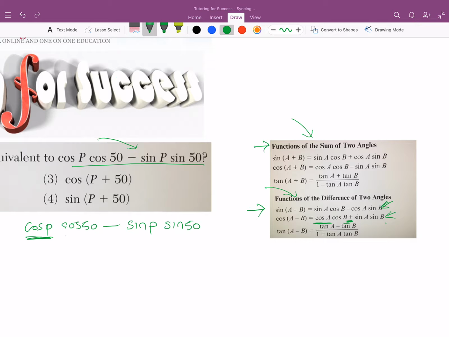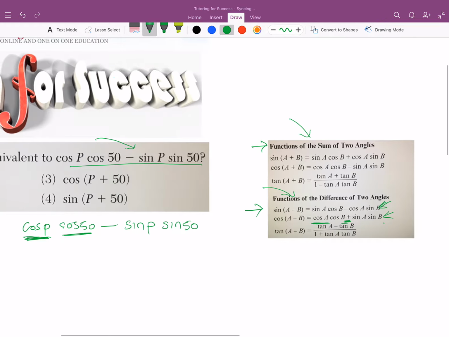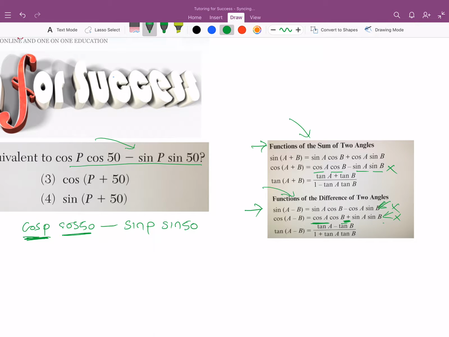Both terms are cosine and cosine, so you're not going to be using any of these. You're going to be using this one, because it's cosine, cosine, sine, sine, and that is negative, so it perfectly follows the pattern. So it's cosine A and cosine B. In my case, my A is P, and my B is 50.